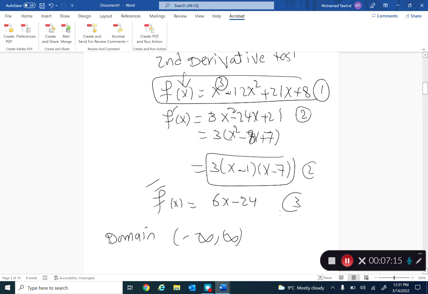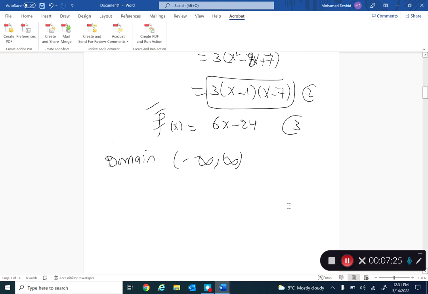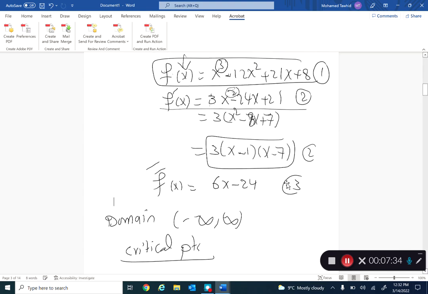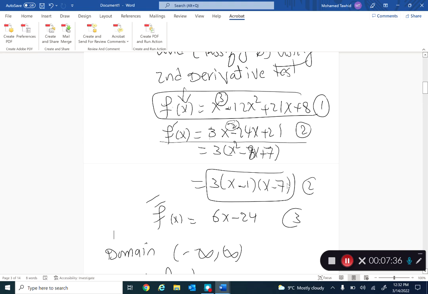If I look at equation number 2, the derivative here is also a polynomial, of degree 2. The highest power for x is 2. So what do I need here? I need to find the critical point. I must have in my hand a critical point, especially a stationary point. So your derivative f prime is 3x squared minus 24x plus 21.